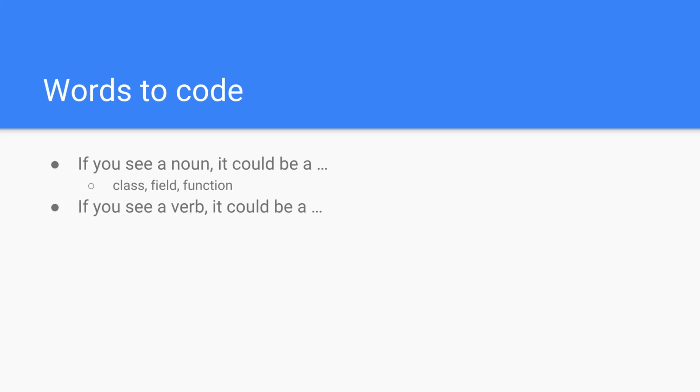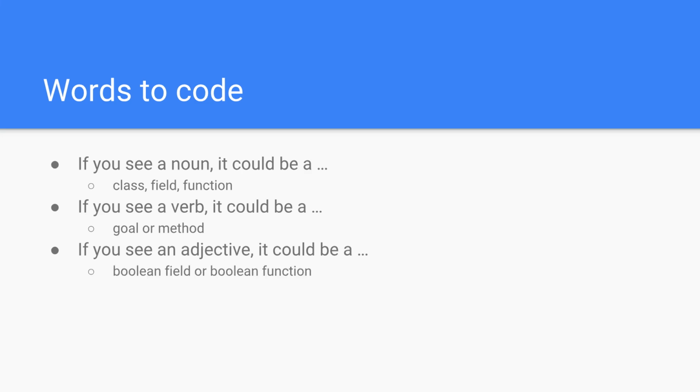Alright, so when you're given a specification, this week we need to convert it into a class diagram. When you see words like a noun, for example, a bank, a balance, this could be a class or a field. If you see a verb such as deposit, withdraw, this is going to be a goal or a method. If you see an adjective such as, is this account open? Well, that could be a Boolean field or Boolean function.